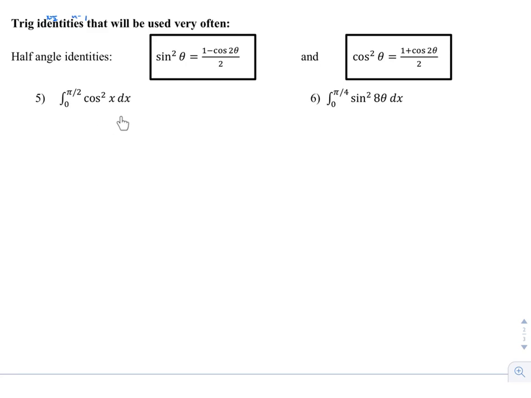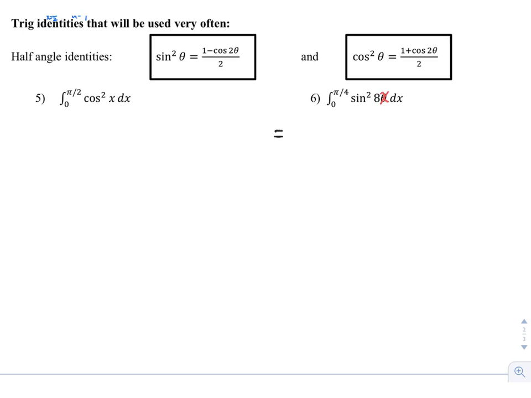If you watch the video for number 5, then number 6 is pretty similar. So for the same reason, the square, this sine 8 theta square, is the troublemaker. We really want to reduce this power down to 1, and this half angle identity comes in. There's a typo here, it's not consistent, so let's make this 8x instead of 8 theta.